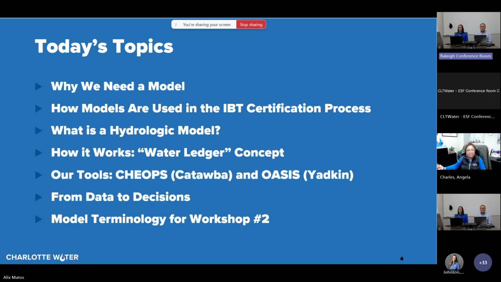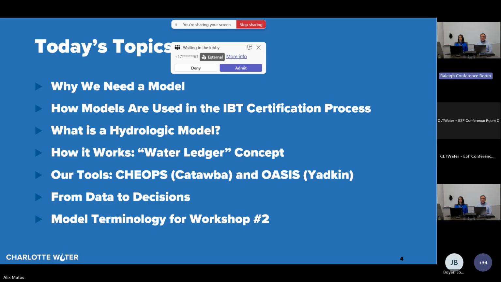Alex and myself, as John mentioned, will be doing kind of a tag team today. I'm going to start off with why we need a model and how models are used in the IBT process. Alex will start getting a little bit more into what is a hydrologic model, using a banking analogy, a water ledger concept, to help explain it for those that aren't familiar with it. I'm going to talk a little bit about the fact that we have two different models in the two different basins, and how the model or the data is used for making the decision. And as we've already talked about, there will be a workshop coming up, so Alex is going to go over some of the terminology for the workshop so you can be a little bit more prepared for that.